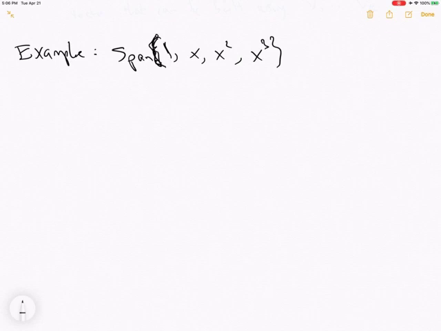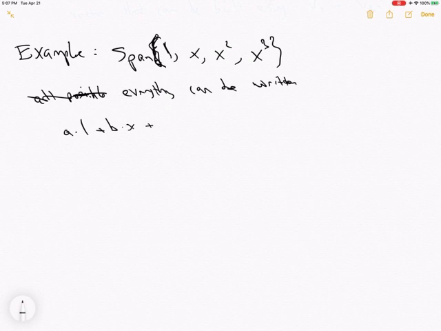Well, this is the set of all things, let's just say it's everything that can be written as some number, say a times 1 plus b times x plus c times x squared plus d times x cubed. So it's everything that can be written in this form here. And of course this is just something like a plus bx plus cx squared plus dx cubed, because anything times 1 is just anything.